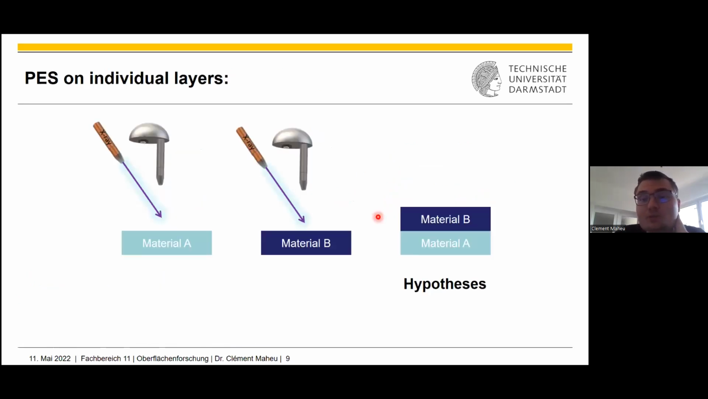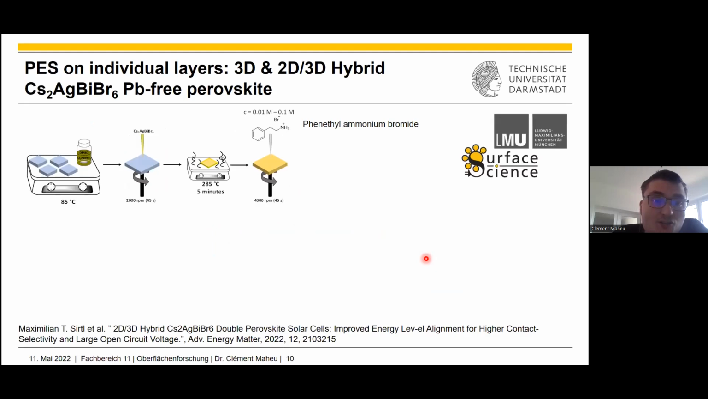So if you really want to use photoelectron spectroscopy on layers of your perovskite solar cell, you have to find some tricks. The most obvious one is to measure the materials separately. You first measure material A, material B, and then you make some hypotheses on how they should behave when you put them together. That's what we did in a collaboration with some people in Munich.